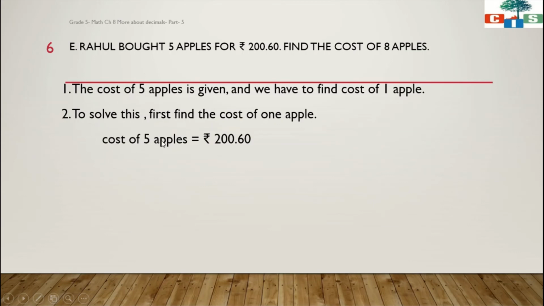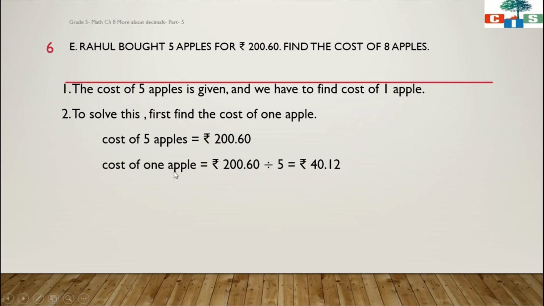Cost of 5 apples is equal to rupees 200.60. Cost of 1 apple is equal to rupees 200.60 divided by 5. Why by 5? Because there are 5 apples and the cost of 5 apples is 200.60. So when I divide 200.60 by 5, I will get cost of 1 apple. So when you divide 200.60 by 5, you will get the quotient or answer as 40.12. So 40.12 is the cost of 1 apple.